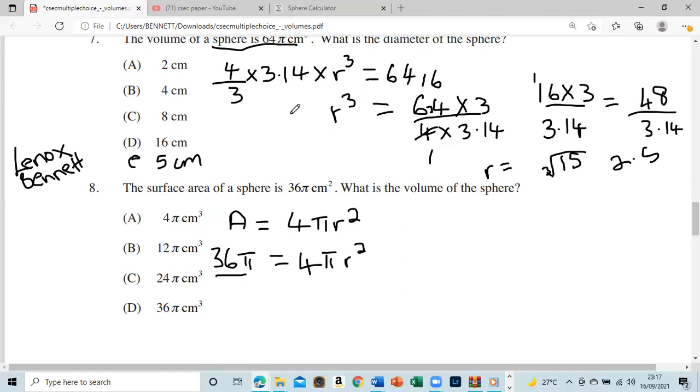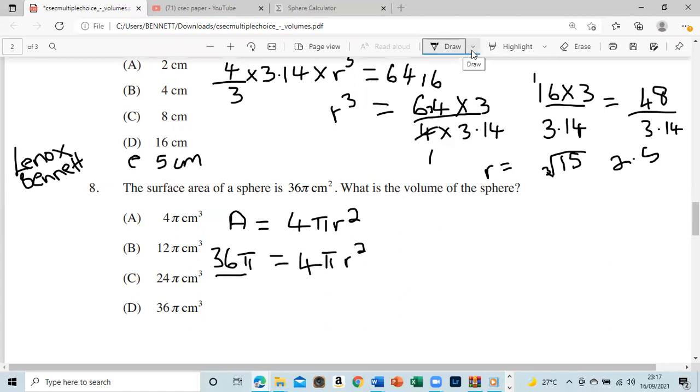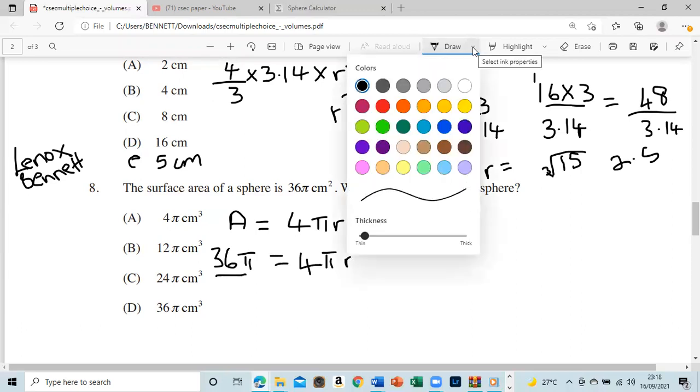You know what? Let me get a different color. Good morning, everybody. Everybody must love somebody. Everybody has to love somebody.